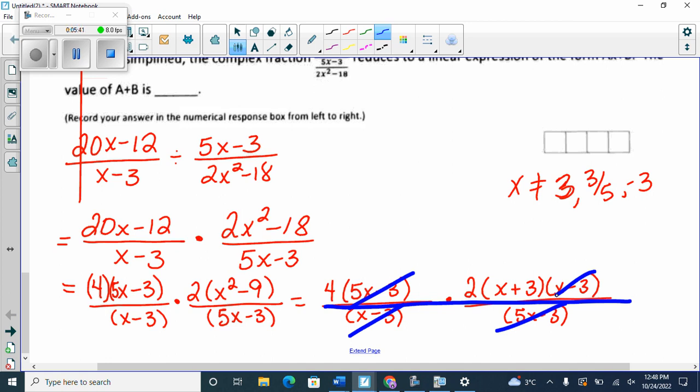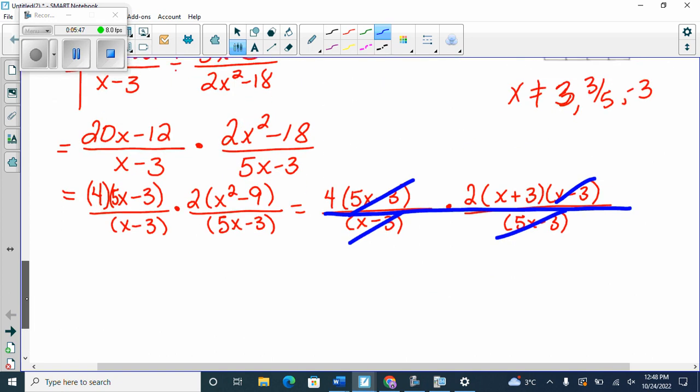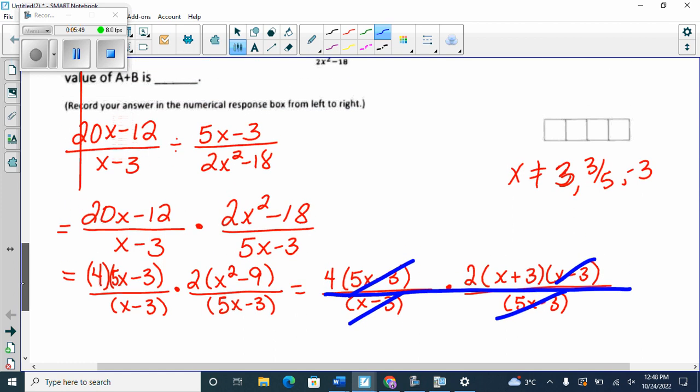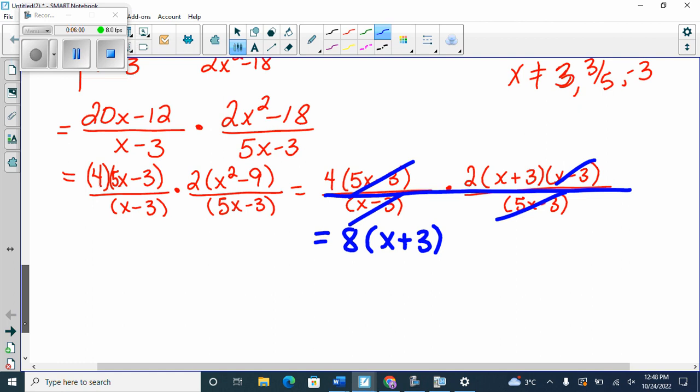So a lot of you will give me the answer 8 plus 3, which is 11, which is wrong. Because we're going to go 8 bracket x plus 3. And people will say, well, that is 11 because it's in the form ax plus b.